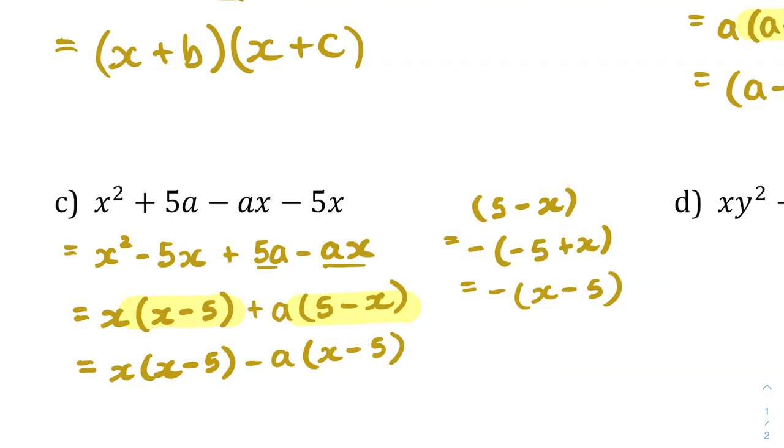Great, so we did this so we can perform factoring by grouping, and now the terms inside the brackets are identical, so we can factor them out as the common factor. X minus 5. What are we left over? It's going to be x minus a. So that's how you fully factor out that question.